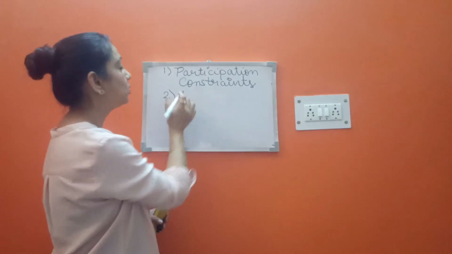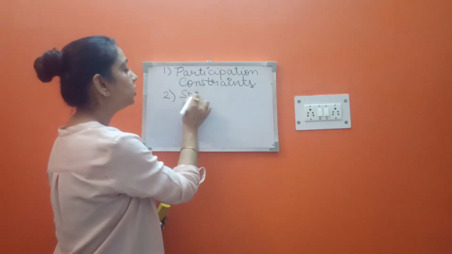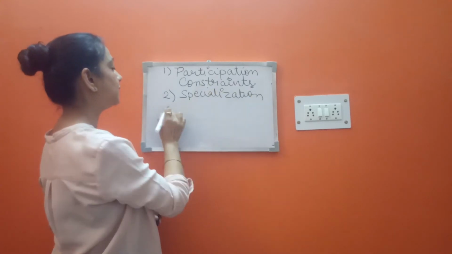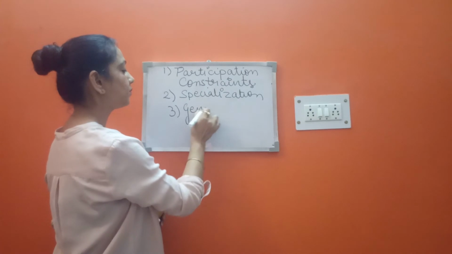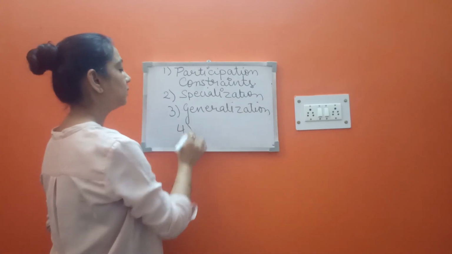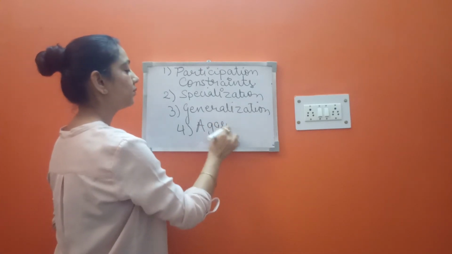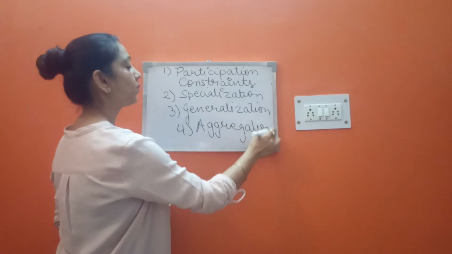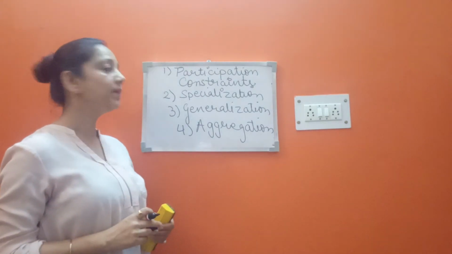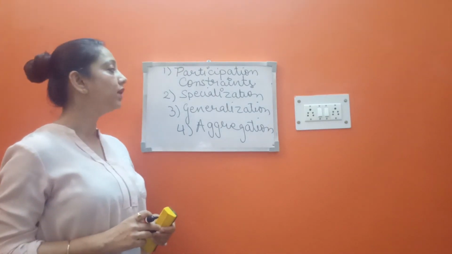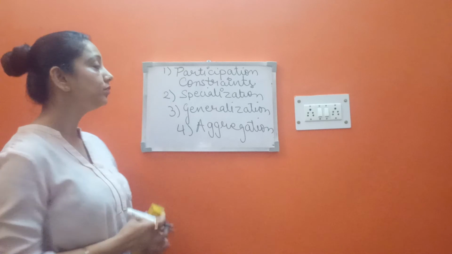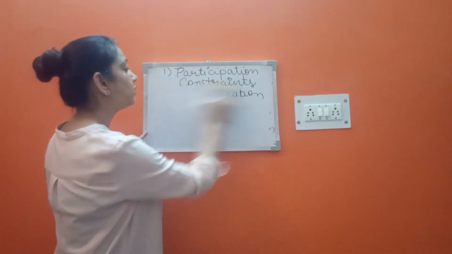Then we have some other concepts like specialization, generalization, and aggregation. So these are the four important extended ER features. The first one being the participation constraint, the second one being specialization, third one is generalization, and the aggregation. We will begin with the participation constraints.